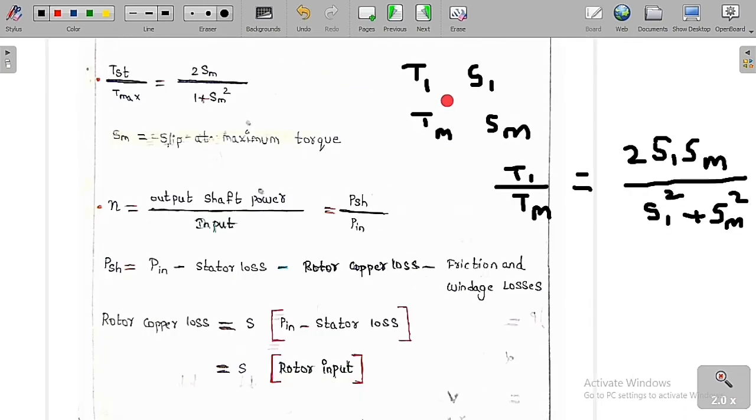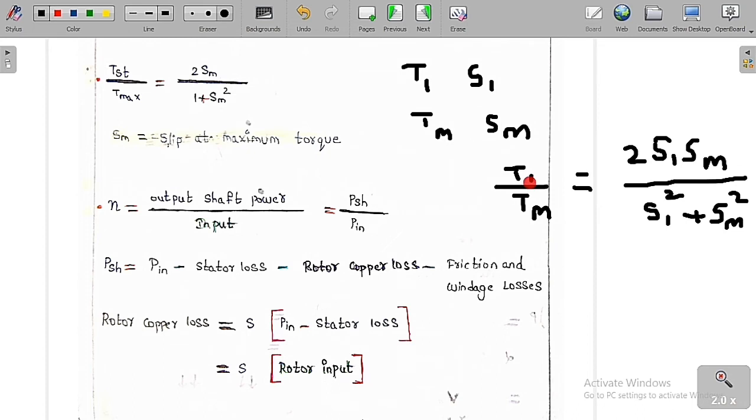So basically, suppose in a three-phase induction motor there is a torque T1 and slip S1, and a maximum torque Tm at slip Sm. Then what is this ratio? T1 by Tm is nothing but 2 into S1 into Sm by (S1 square plus Sm square). It is always this formula. Therefore T1 can be any general torque at any general slip.